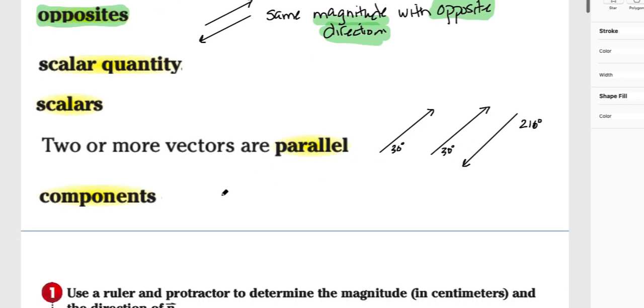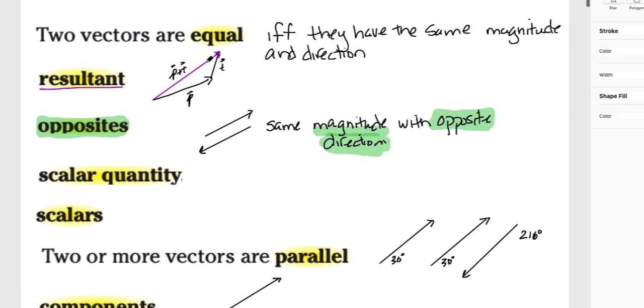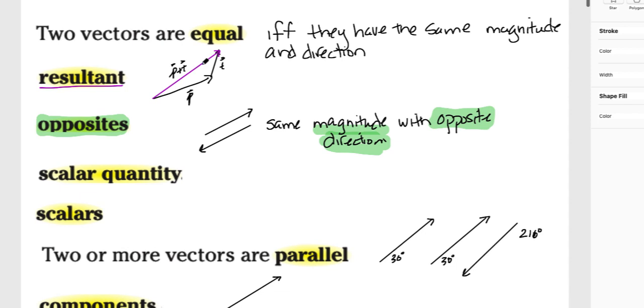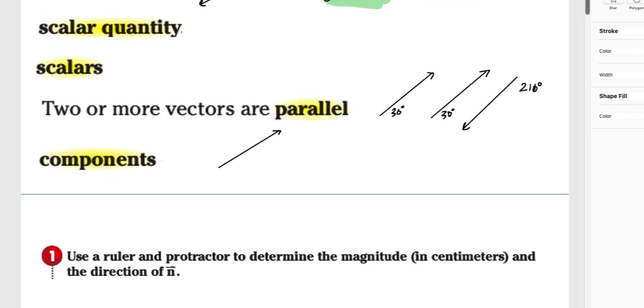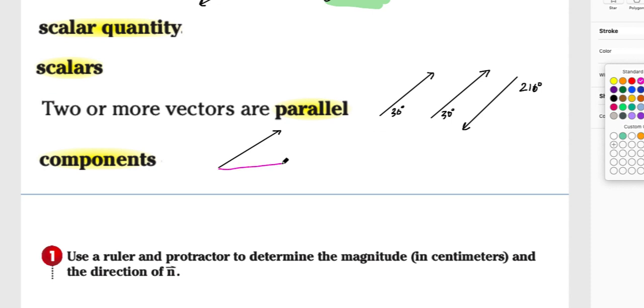And finally, component parts is exactly what you think of when you hear the word components. If I have a vector, what are the components that make up that vector? When we were adding these two vectors together, we could say that these two vectors are component parts of this. We could also think about components as how far to the right we go and how far up we go in order to get to the same place.